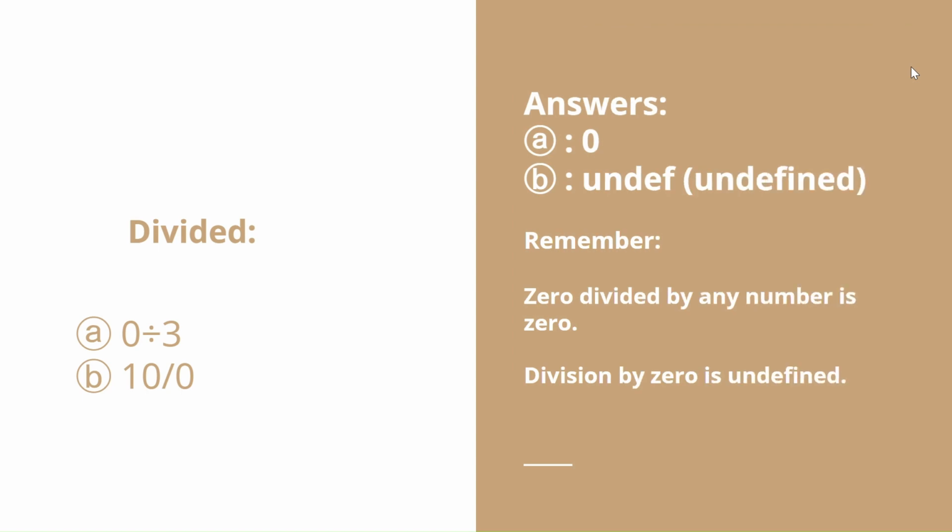Now divide 0 by 3 and 10 by 0. For these two, I will give you 10 seconds. Okay, I think time's up. So for the first one, the answer is 0 and the second one is undefined. So just remember, 0 divided by any number is 0. Division by 0 is undefined.